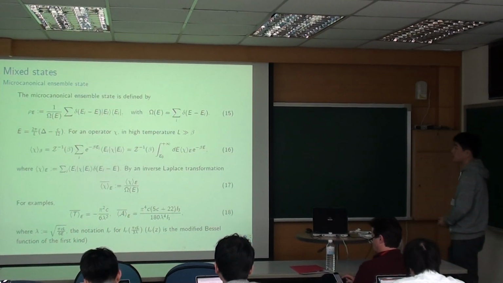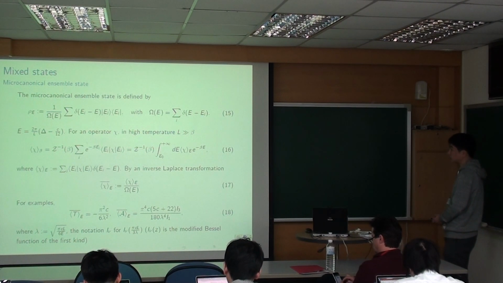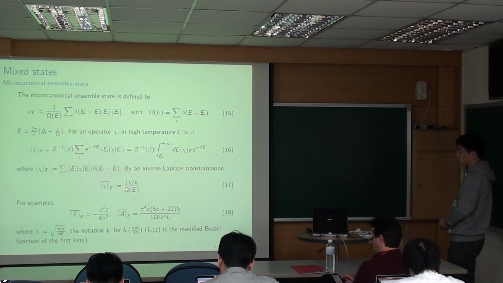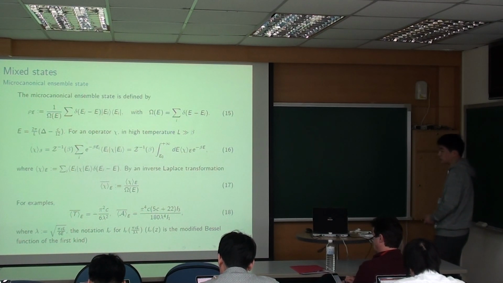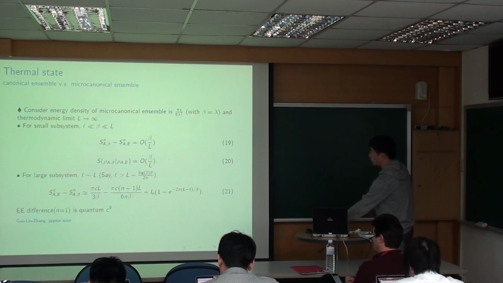We can also discuss some mixed states. For example, the microcanonical ensemble state. This result we can get from the canonical ensemble state by some inverse Laplace transformation. Here is some use of this transformation, and we can define the expected value of the operator for several operators. And we get these two results, and it can be checked that it satisfies the order c constraint.